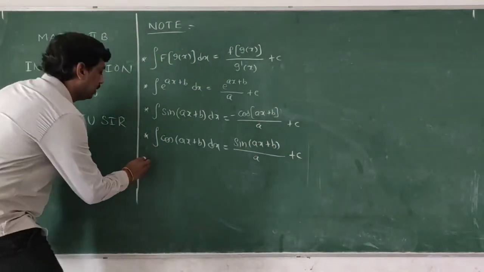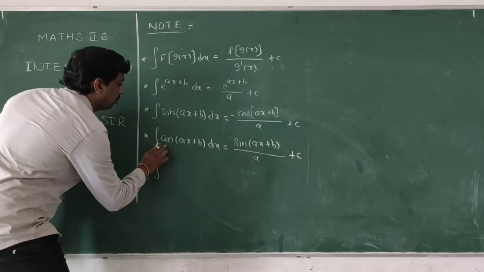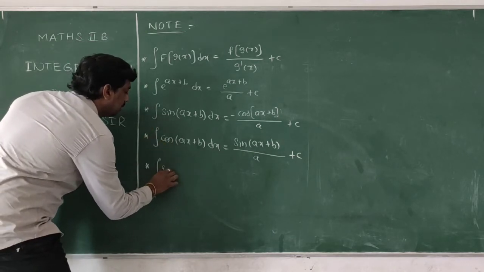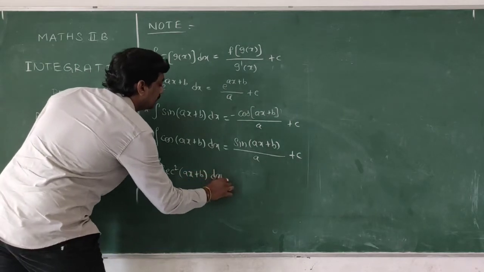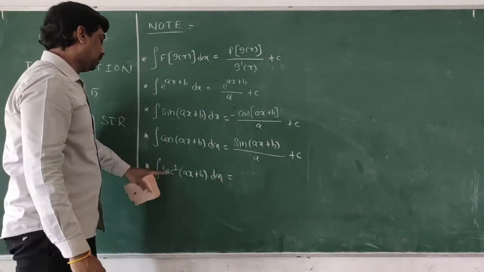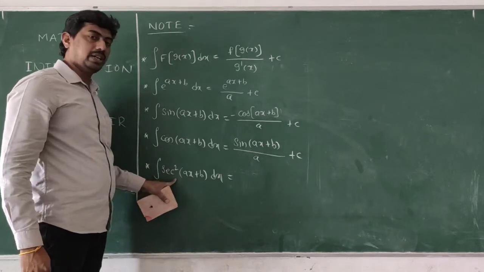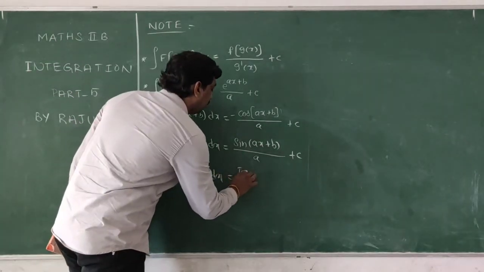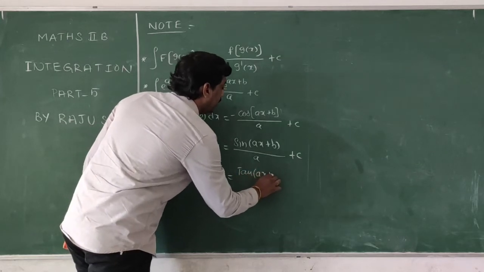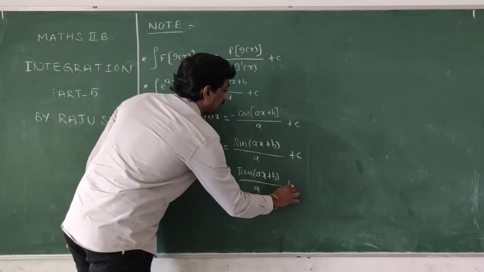Okay. Next, the integration of secant square of ax plus b. The integration of secant square is tan x. That's why it is tan of ax plus b by a plus c.